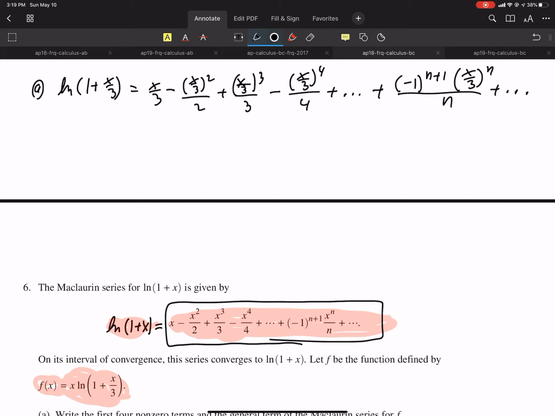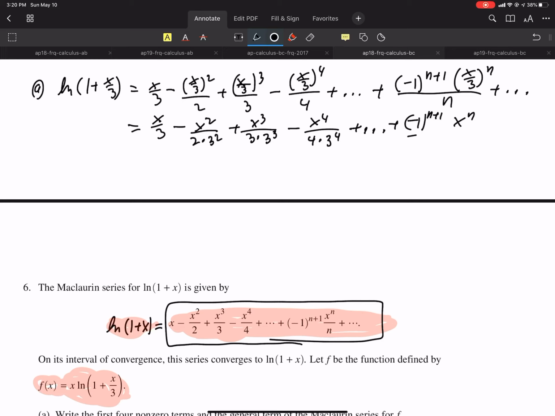I like that. So we're almost done. I'm thinking we should simplify this next and then do our last step. So it's x over 3 minus, that'll be x squared. On the bottom, we're going to have a 2 and a 3 squared. And then it'll be x cubed. On the bottom, we're going to have a 3 and a 3 cubed. Here, we'll have x to the 4th. On the bottom, we'll have a 4 and a 3 to the 4th. Dot, dot, dot. Here, we have x to the n, and the bottom an n, and a 3 to the n.